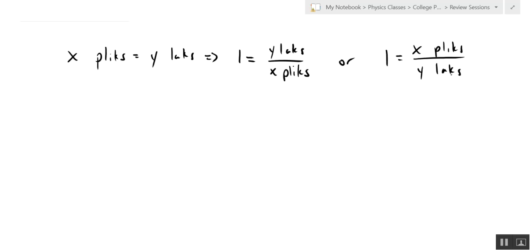And then there's a kiloplick in there, so you have to convert kiloplicks to Plicks, but that's more or less straightforward. But you could do it if you wanted to. So, for instance, I'm going to say a kiloplick is 1,000 Plicks. I'll write it kiloplick.